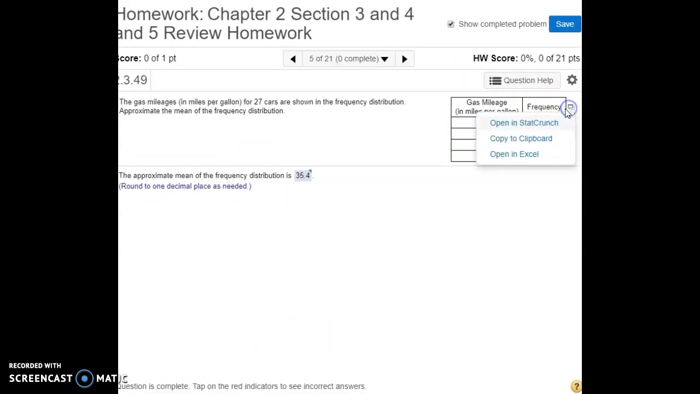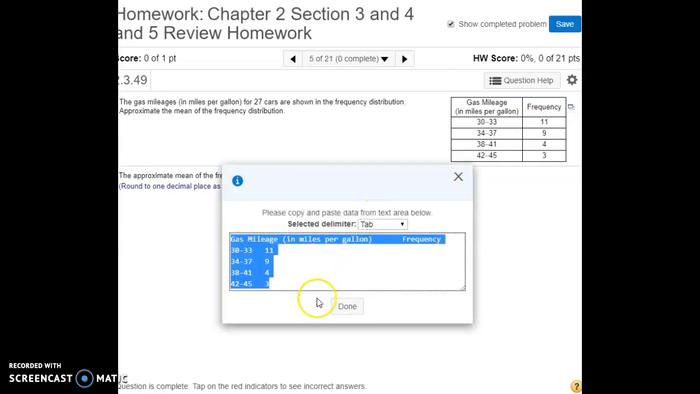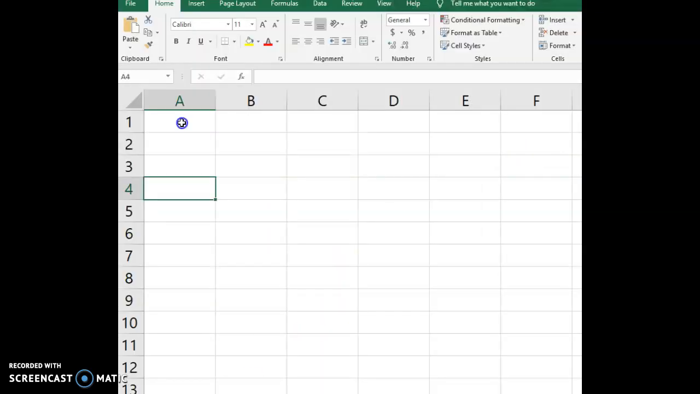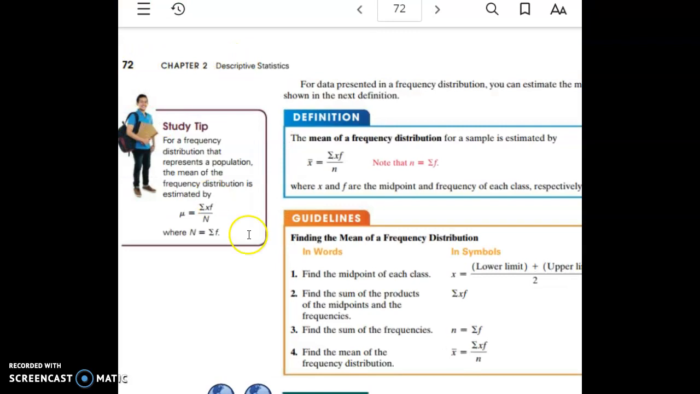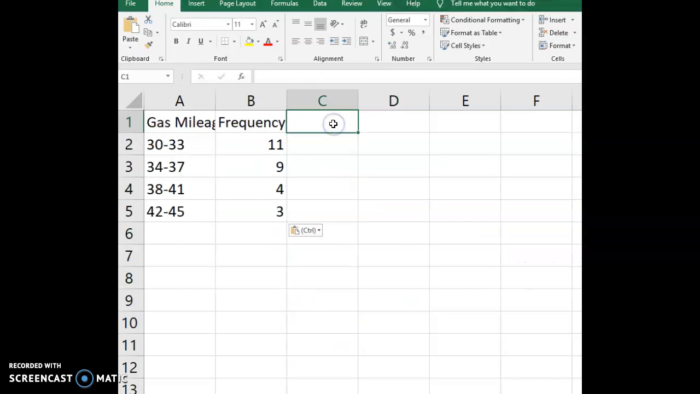So coming over here, I'm going to copy it to the clipboard, Control-C, and come into Excel, Control-V to paste it. And all the steps are shown here. What we need to do, we need to find that midpoint of each class first, so then we can multiply it by the frequency for that class. And so I'm going to make a little column here called midpoint. It's the lower and upper limit added together. We're basically finding the one exactly in the middle.